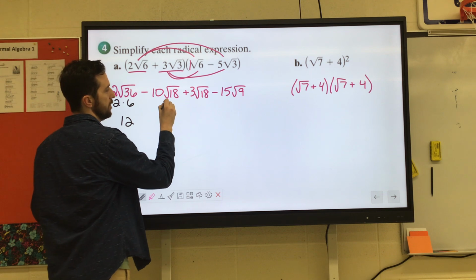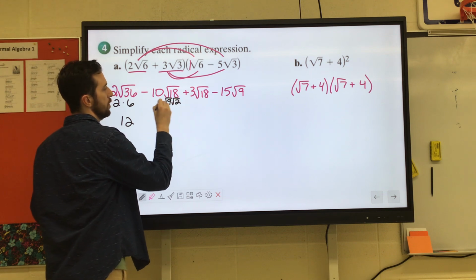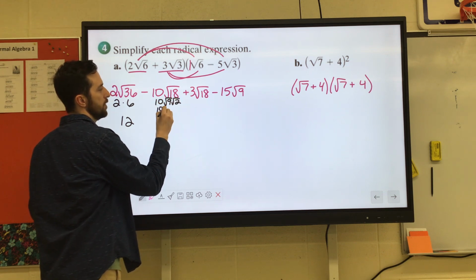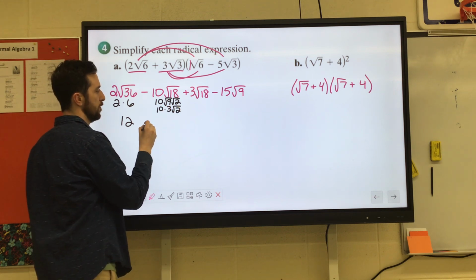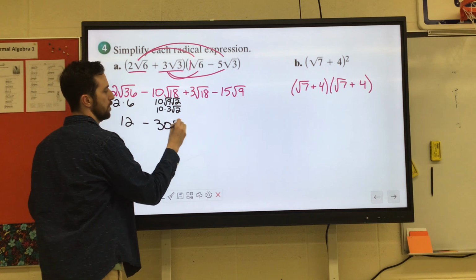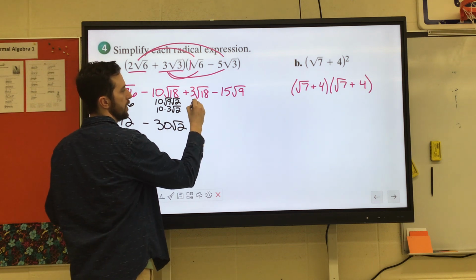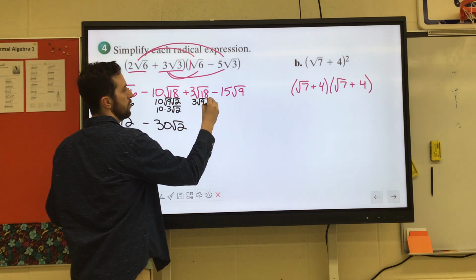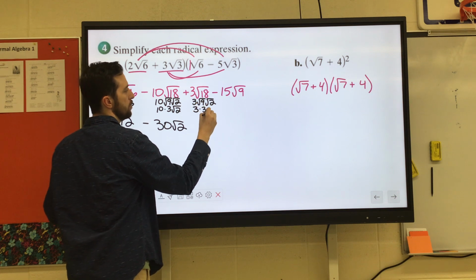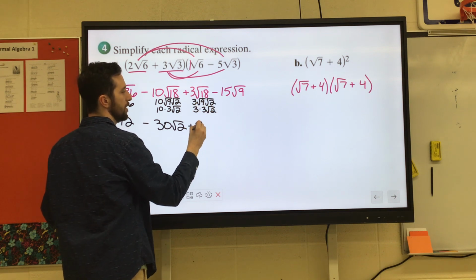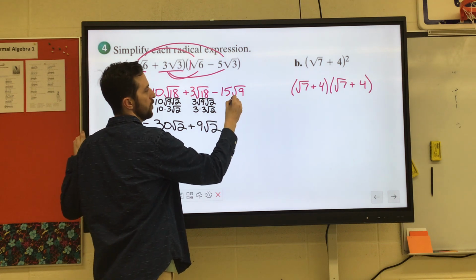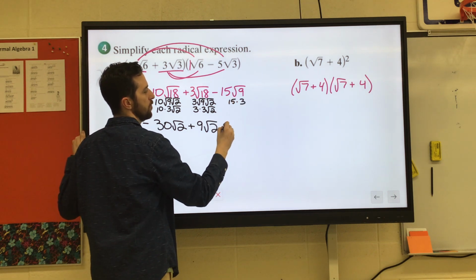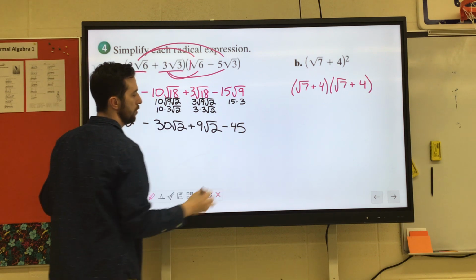Let's break down the 18s. 9 times 2. Square root of 9 is 3. So 10 times 3 root 2 would be 30 root 2. If we're working on this 18 here, it's 9 times 2, 3 times 3 root 2, which is 9 root 2. And then back here, 15 root 9. Square root of 9 is 3, so 15 times 3 is 45, so minus 45.